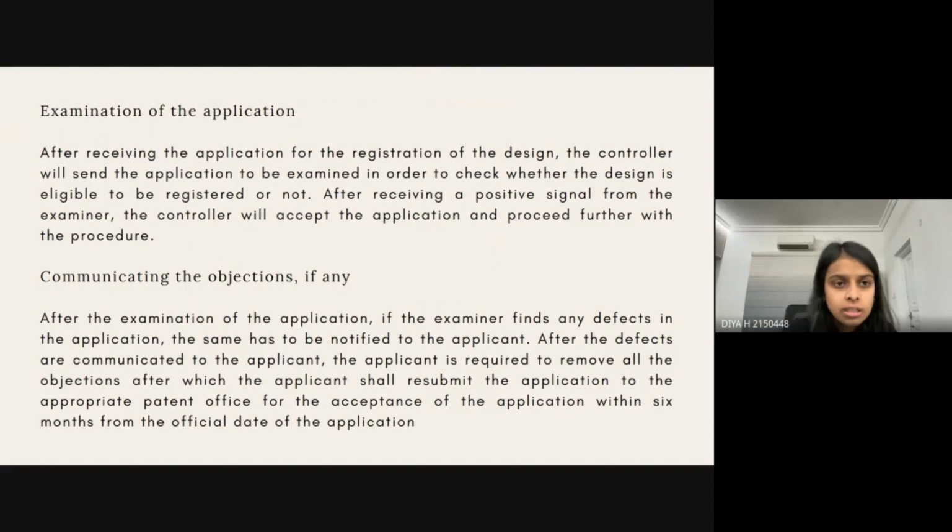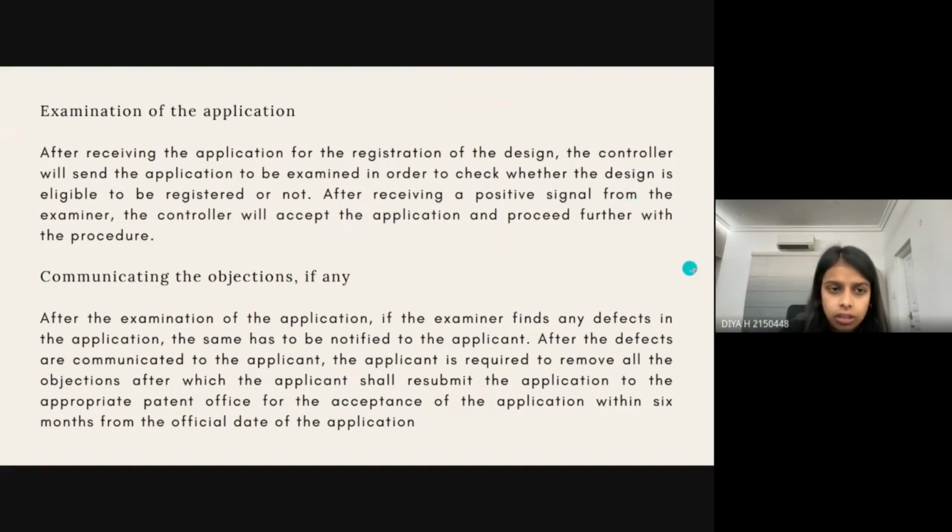Once the application has been made, examination of the application is important. After receiving the application for the registration of the design, the controller will send the application to be examined in order to check whether the design is eligible to be registered or not. After receiving a positive signal from the examiner, the controller will accept the application and proceed further with the procedure.